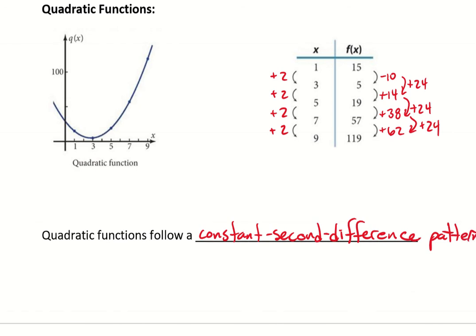So this right here is the second difference. This would be the difference, right? The difference between 5 and 15 is negative 10. The difference between 19 and 5 is 14. This is the second difference is what we're calling this. But it's the difference between the differences. And it's constant. So that will tell us it's a quadratic function. So that's something you can look for there. So that's it for this video.